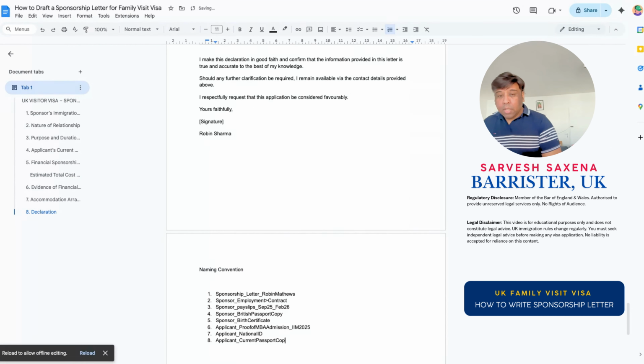So naming convention. Another very important tip: when you are supposed to upload the copy of your passport, please make sure you scan the colored copy of each and every page, even if it's a blank page, one, two, three, four, in chronological order. If a page number is missing, they can refuse the visa because they might be thinking that you've hidden some information that you should disclose.